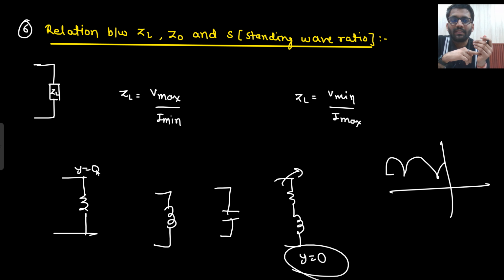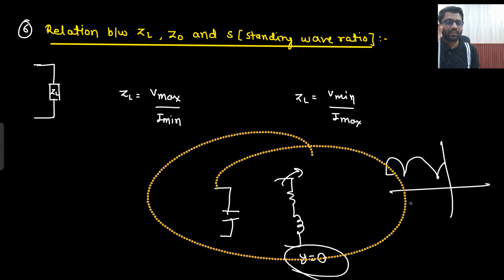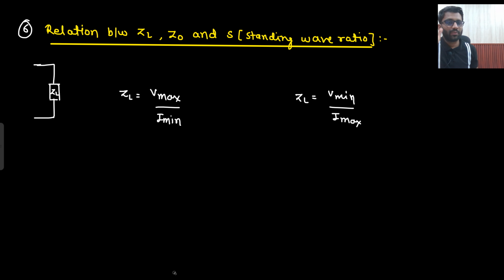When ZL was greater than Z naught, then we were getting voltage maxima and current minima. And when ZL is less than Z naught, at that time what we were getting? Current maxima and voltage minima at y equals to 0. I hope you are able to understand all these points. If you are listening to the discussion carefully, then you will be able to relate.